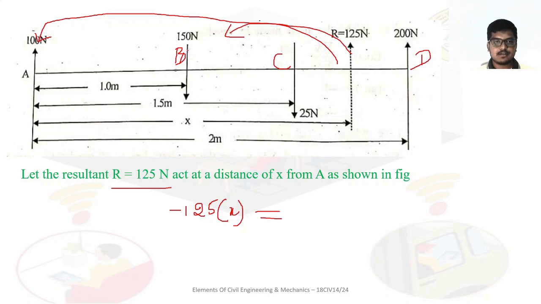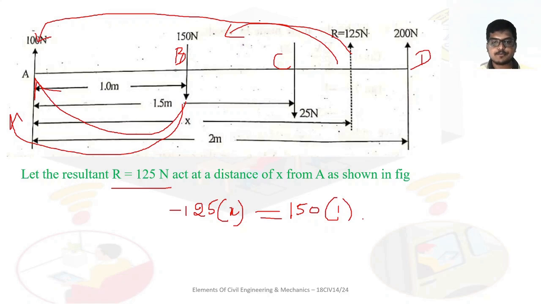Next, the 150: it makes a clockwise movement about A, so I'll take 150 as positive. 150 into what distance? It is 1 meter. Next, C also makes a clockwise direction, see the arrow mark. So plus 25 into 1.5 meter.